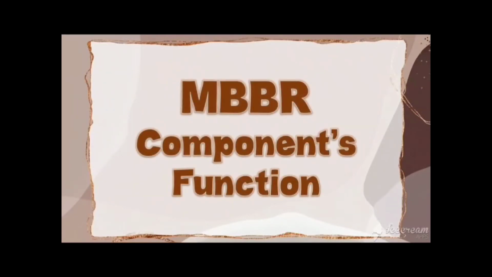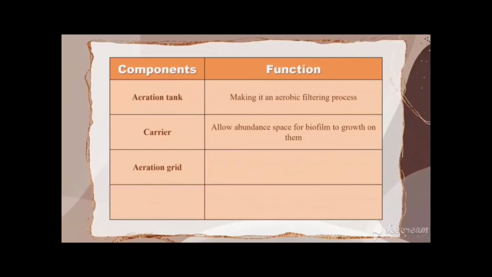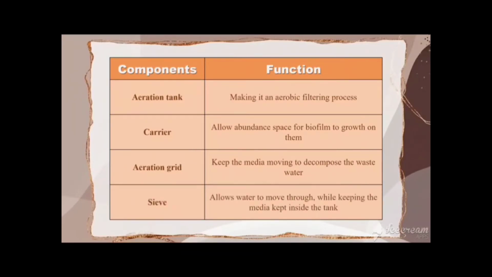Next is MBBR components function. First is aeration tank. It is used to make it an aerobic filtering process. Next is carrier. It allows abundant space for biofilm to grow on them. Next is aeration grid, used to keep the media moving to decompose the wastewater. Lastly is sieve, which allows water to move through while keeping the media inside the tank.